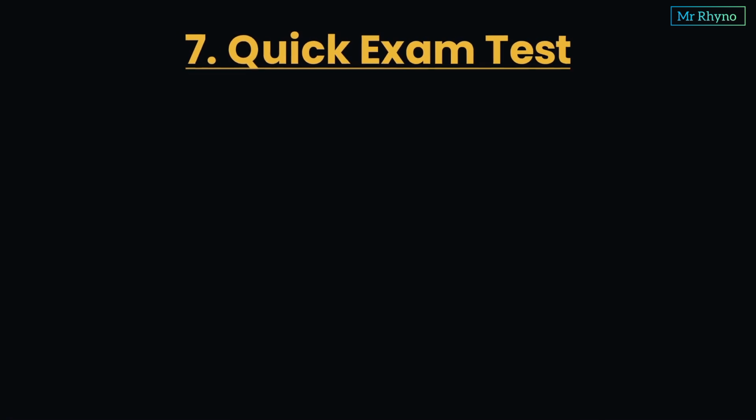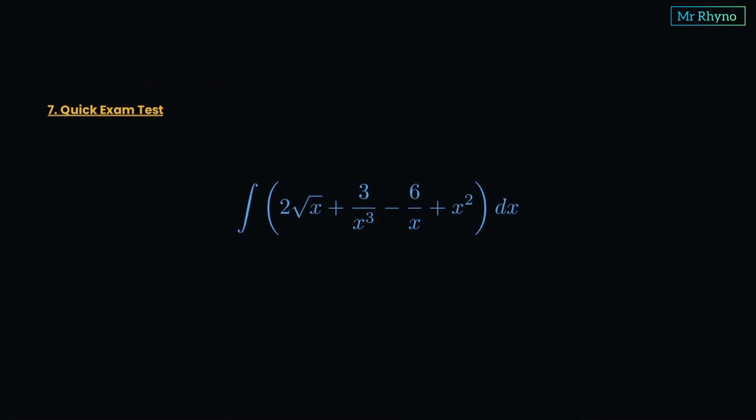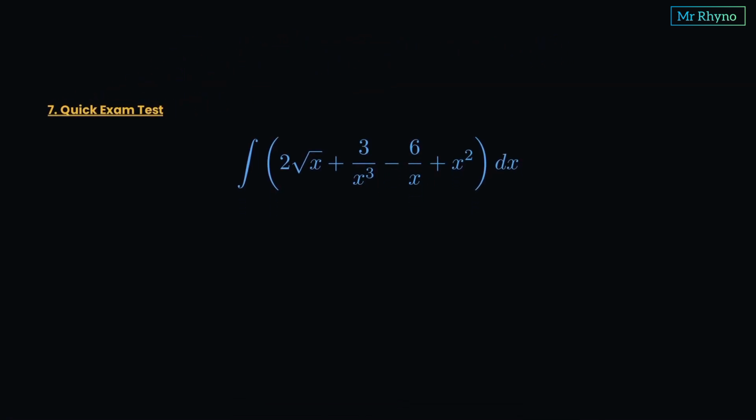Now you try this one. Integrate 2 square root of x plus 3 over x cubed minus 6 over x plus x squared dx. First rewrite 2x to the 1/2 plus 3x to the negative 3 minus 6x to the negative 1 plus x squared. Now integrate term by term.